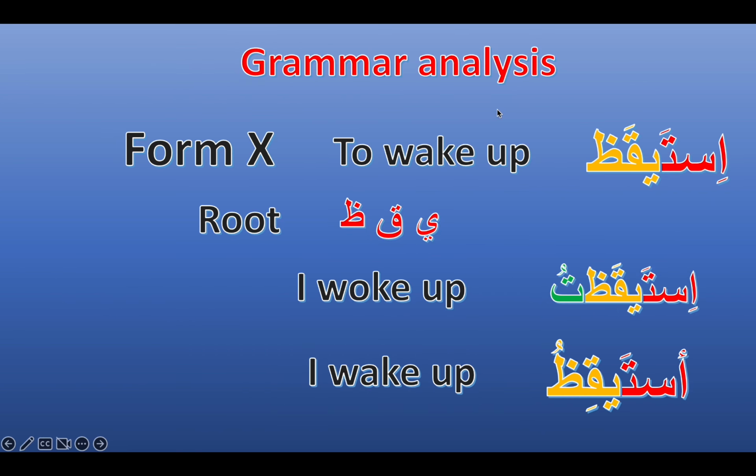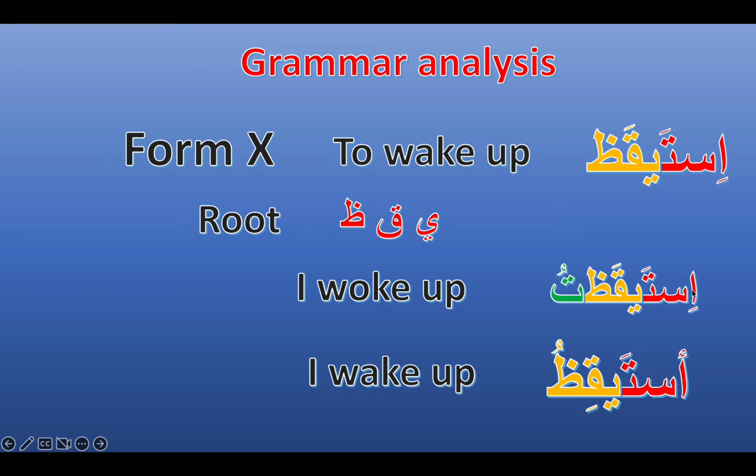Okay, let's see the grammar analyzed now. The first verb we saw was istayqada, which means to wake up. It's form 10, and we can infer this from the fact that it has the prefix ista at the start. Now we've got the root letters ya, qaf, and dha. So to form 10, we just take the root letters and add the prefix ista before it to make istayqada, to wake up. Now to conjugate this in the past, it's very simple. You just add the past suffix ending.